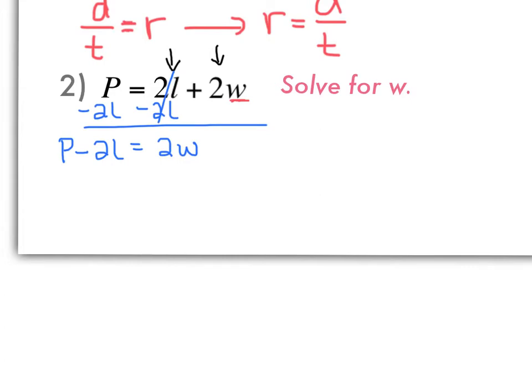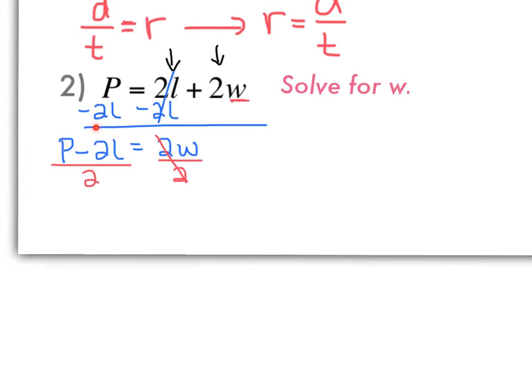If I want to get W by itself, to get rid of that 2, I'm going to divide by 2. So now I would divide this whole thing by 2, and I would actually be okay with you leaving your answer like this. Some of you may want to cancel out these 2's. What you have to be careful of is both of these things are being divided by 2. So you can cancel out these 2's, but this P will still have a 2 underneath it.